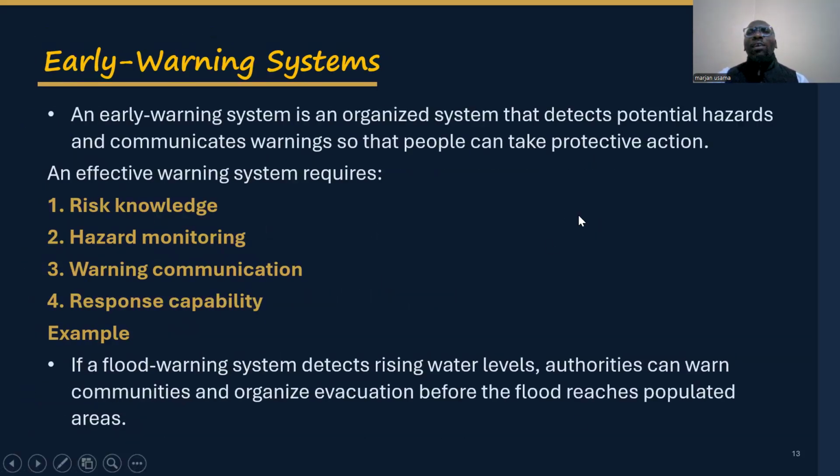Now, the early warning system, what do we mean by early warning system? When we are talking about an early warning system, it is what?